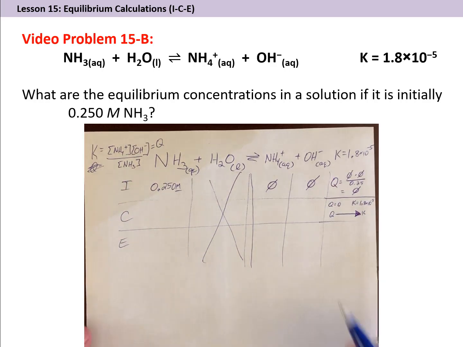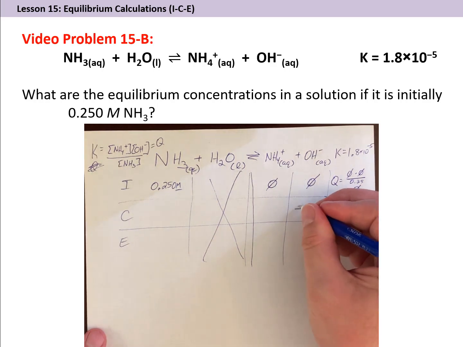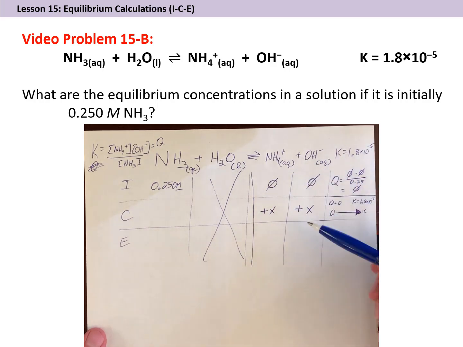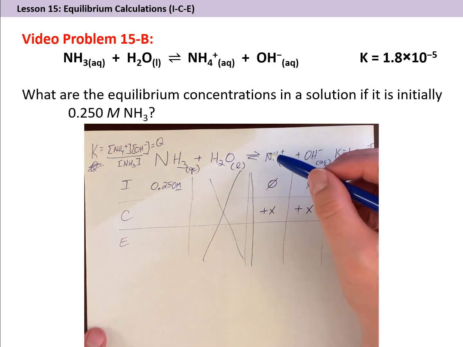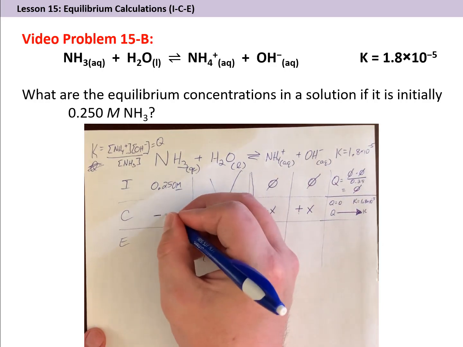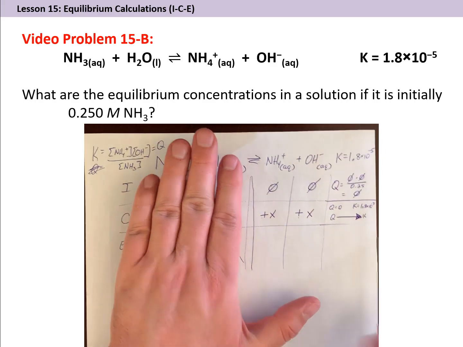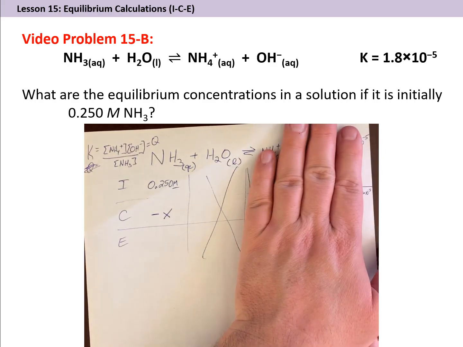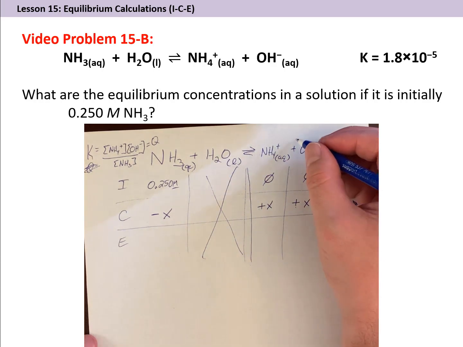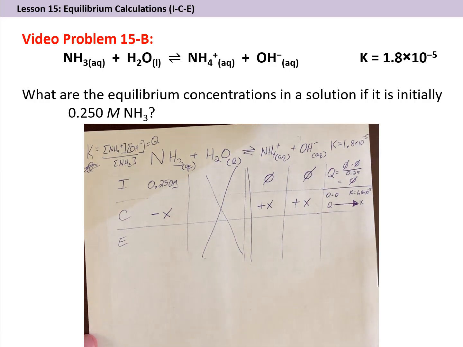Okay, so if I'm shifting towards the right, that means I'm making products. So that means products are going to increase. All right, so these are going to be positive. Notice there's ones in front of both these. They'll be plus X. This will be minus X. Okay? Everything on one side will be positive. The other side will be negative. All right? If this were, let's say, 2OH, then this would be plus 2X. But that's not the case here.